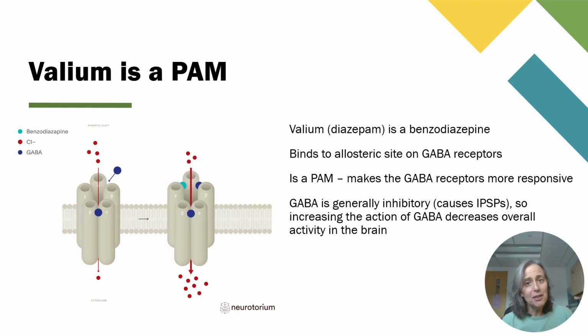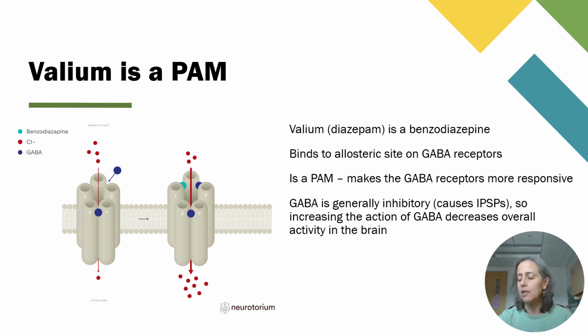So Valium, interestingly, which is diazepam, is in the same family as Xanax. Klonopin, Ativan, lorazepam, those are all benzodiazepines, and all of the benzodiazepines are positive allosteric modulators.